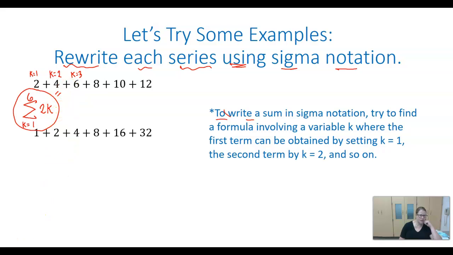Okay, so let's try another one. I've got 1 plus 2 plus 4 plus 8 plus 16 plus 32. Okay, so what I need to do here is I need to think about what pattern is actually happening.